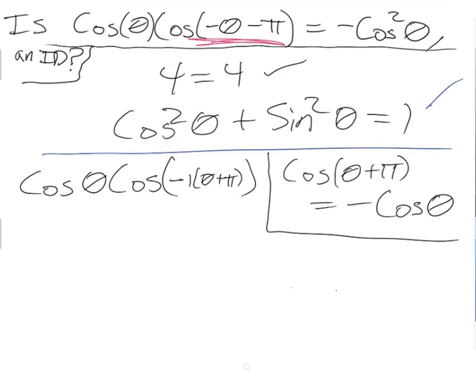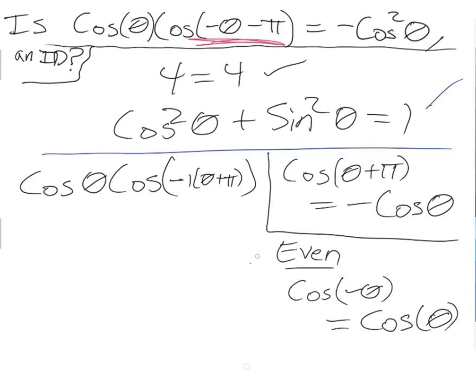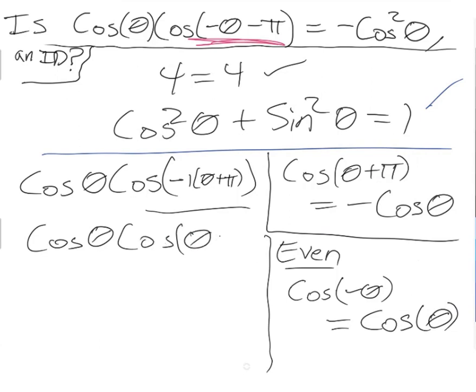We want to use another fact about cosine. Cosine happens to be an even function. What this means is that if you give it a negative input, you will get the same output as if it were positive. In other words, cosine of negative theta is equal to cosine of positive theta. So the negative sign we have here on the input, we can get rid of because cosine is an even function. So that can be rewritten as cosine of theta plus pi. So we have cosine of negative theta plus pi is equal to cosine of theta plus pi.